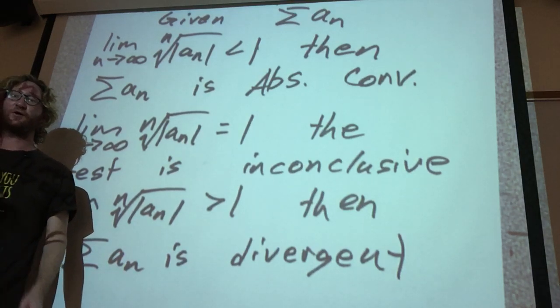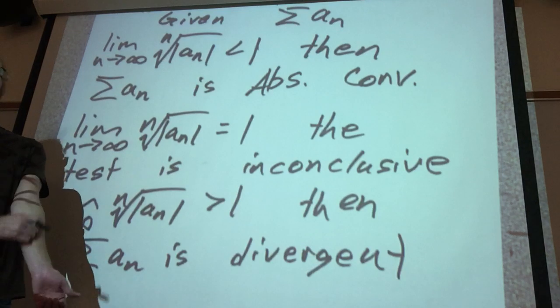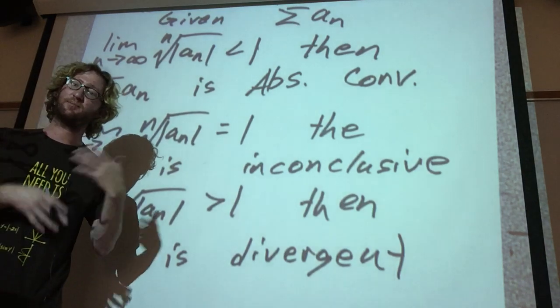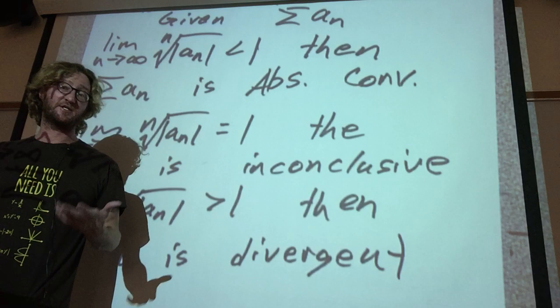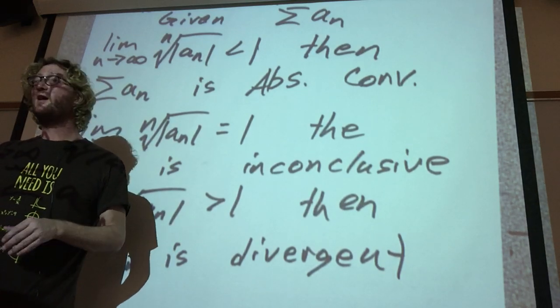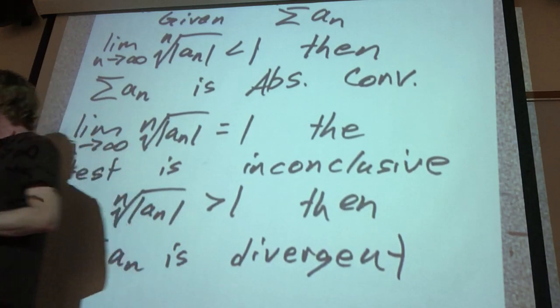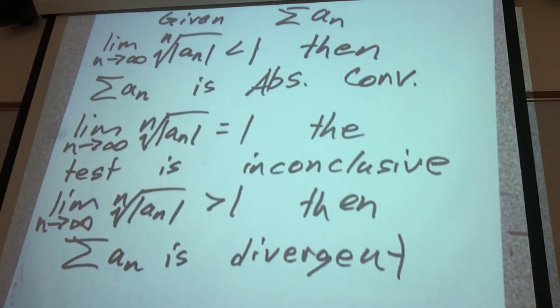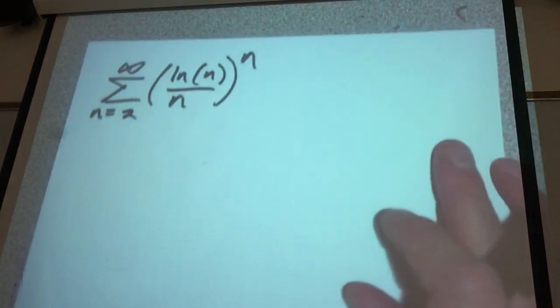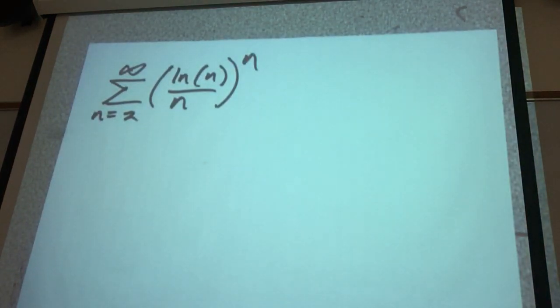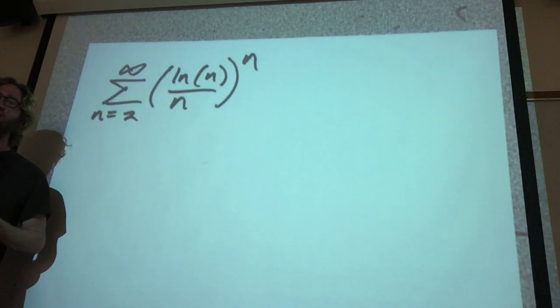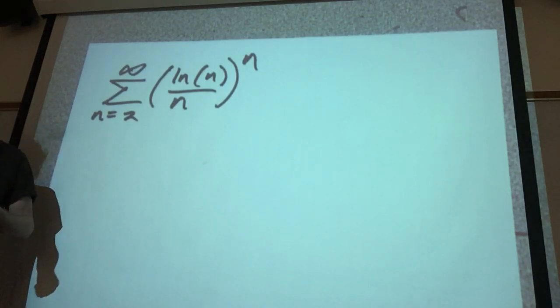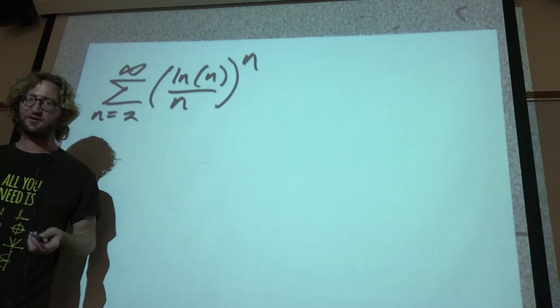Right? And now, when are you going to use the root test? If you have something that's to the power of n, you can use the ratio test on it. There's nothing wrong with that. But sometimes it's easier to use the root test. So let's say you had something like this. Okay. So this is raised to the power of n. So you can look at this and say, oh, well, maybe the root test would be a good idea.